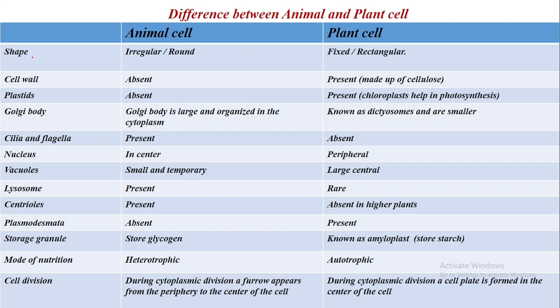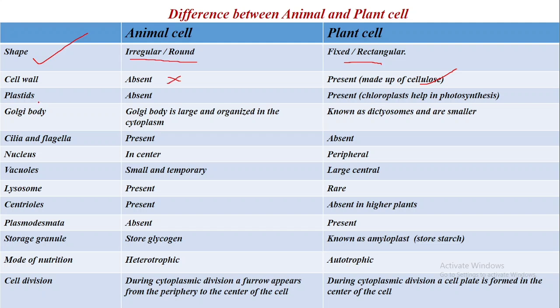The first difference between them is about shape. Animal cells are irregular and round, plant cells are fixed and rectangular. Why are plant cells fixed and rectangular? Because of the presence of a cell wall, and that cell wall is made up of cellulose. The cell wall is absent in the case of an animal cell.